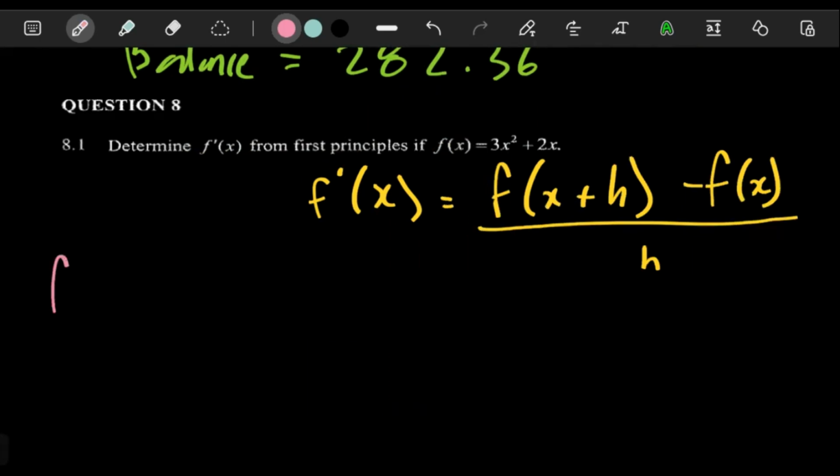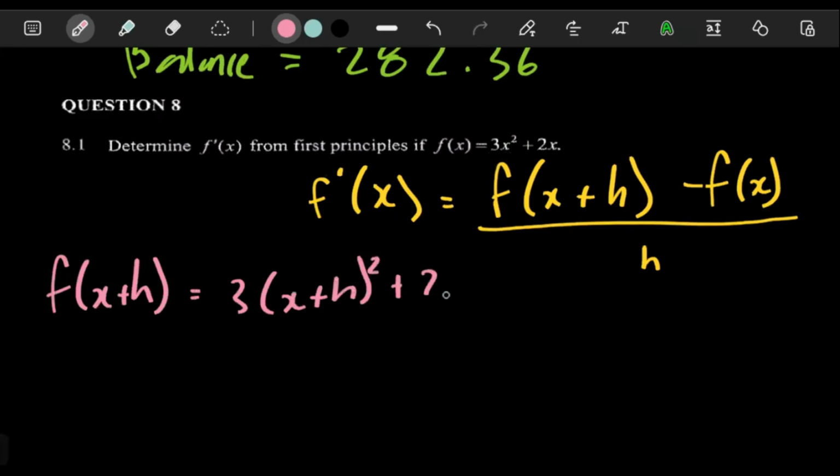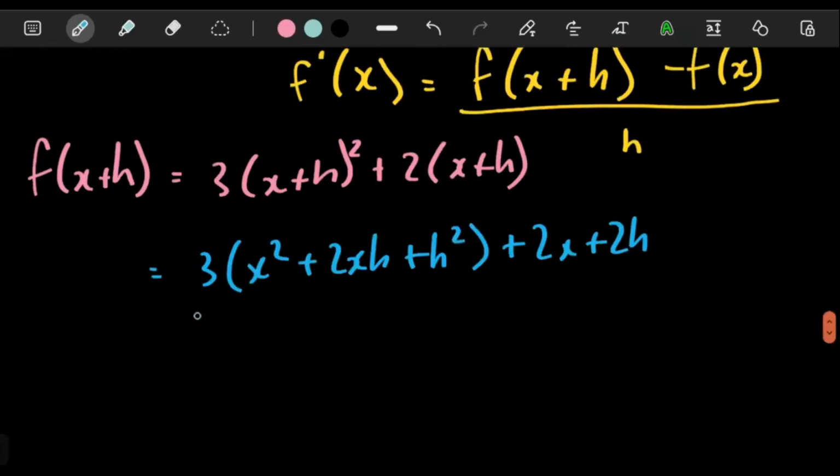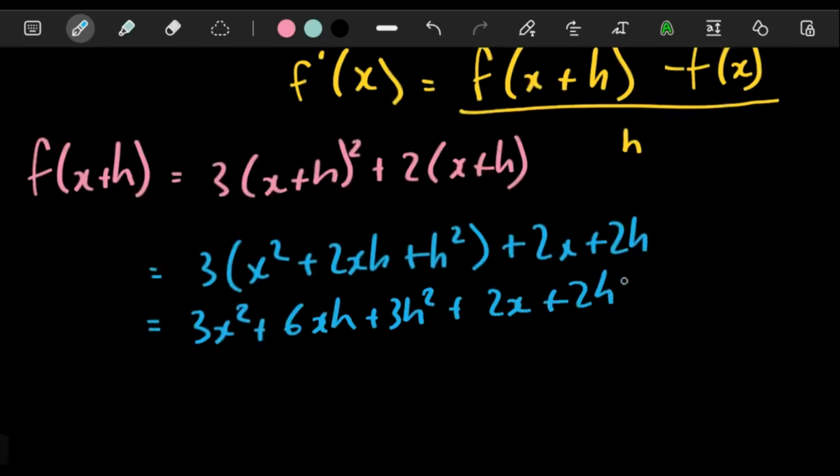The f(x plus h) part, you want to do that first. All it means is wherever x is, you're going to put x plus h. So it's going to be 3(x plus h) squared plus 2(x plus h). So that's 3 times x squared plus 2xh plus h squared, plus 2x plus 2h. This is 3x squared plus 6xh plus 3h squared plus 2x plus 2h.